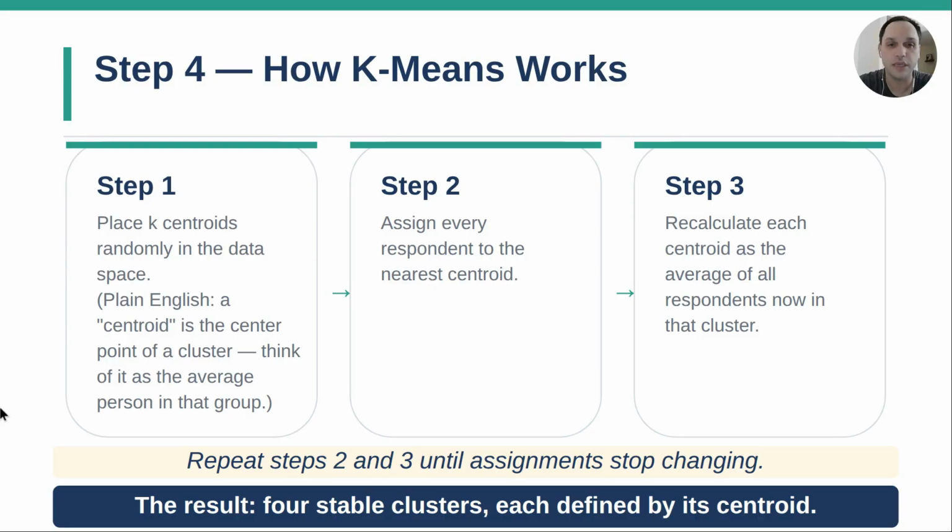Then it repeats steps 2 and 3, reassigning respondents and recalculating centroids until the assignments stop changing. At that point, the clusters have stabilized. Each respondent belongs to exactly one cluster defined by the centroid they're closest to.